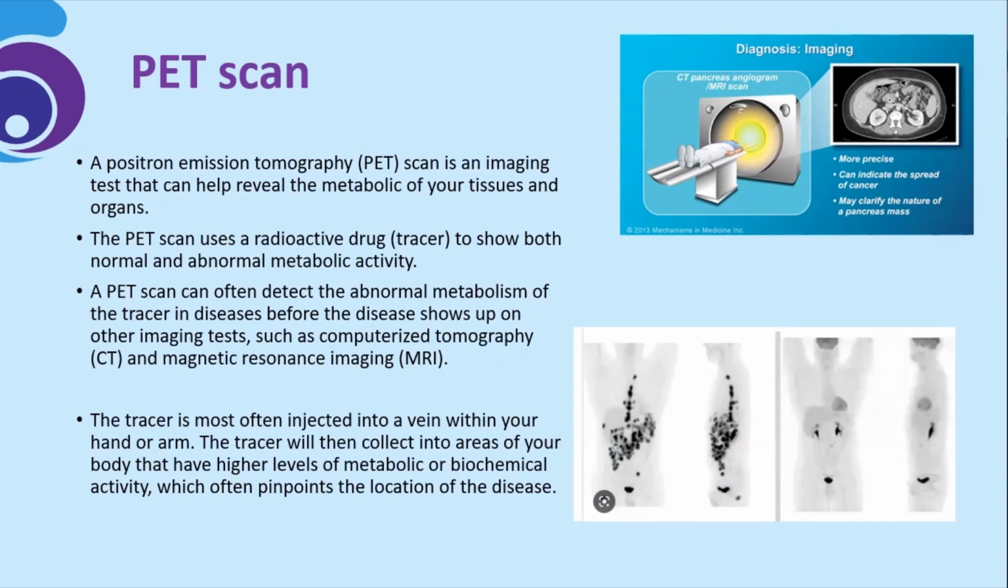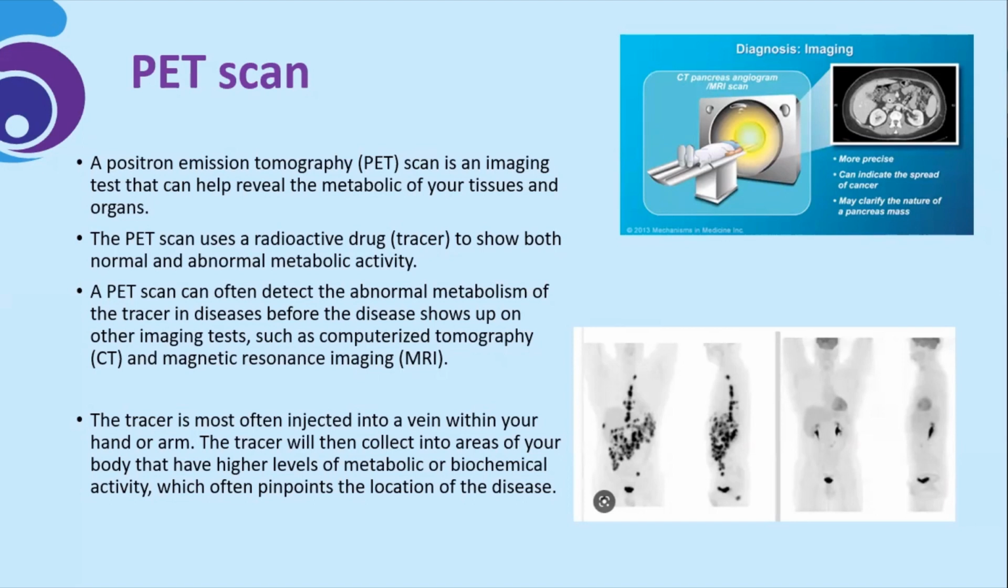So all cells, all organs, everything in our body uses energy. Metabolic is your energy rate. We all need energy in all of our cells, so they need food and stuff like that. A PET scan uses a radioactive drug, what we call a tracer, and usually it's given with an infusion. Again, you will have that cannula put in your hand and they'll inject it into you.